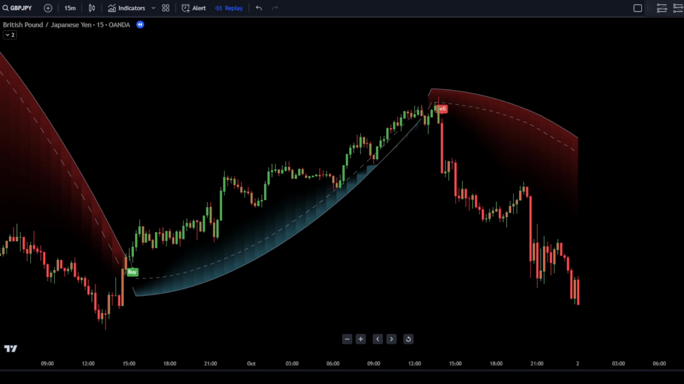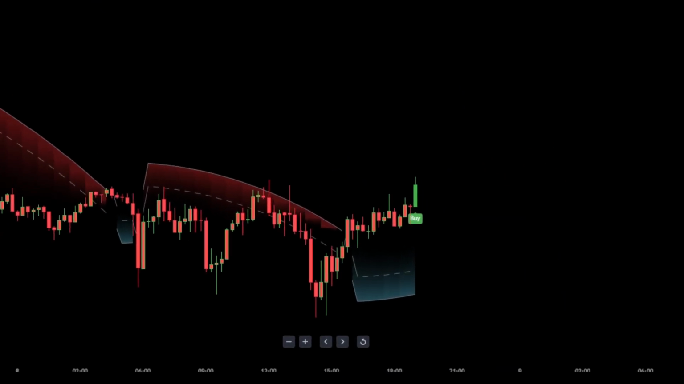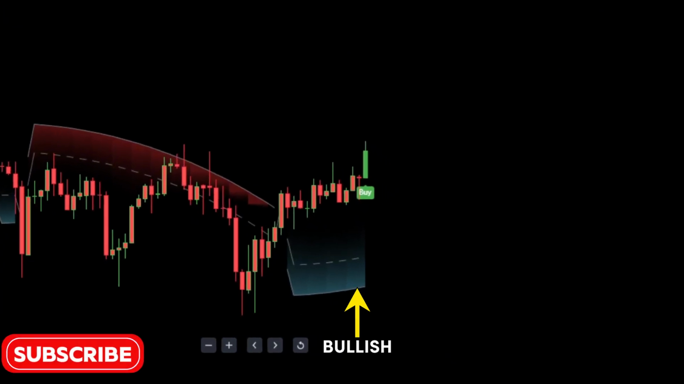Now, let's discuss how to place buy and sell orders using this indicator. How to place a buy order. If the Radius Trend Indicator is blue, it signals a bullish trend. In this situation, your main focus is to find the best point to place a buy order.